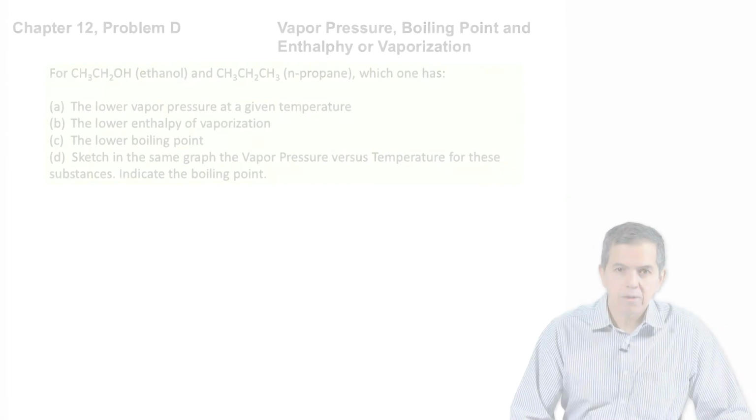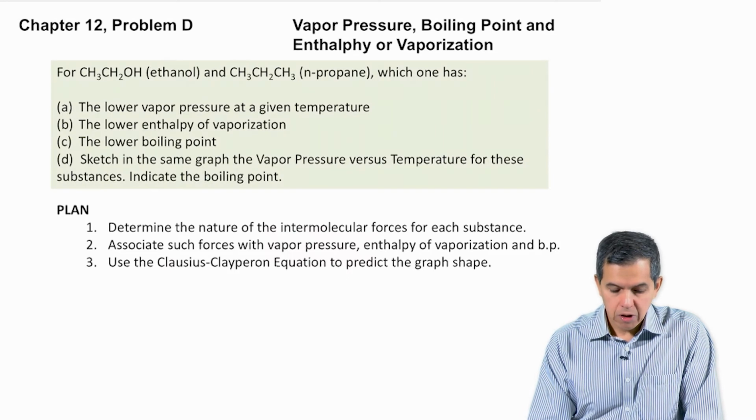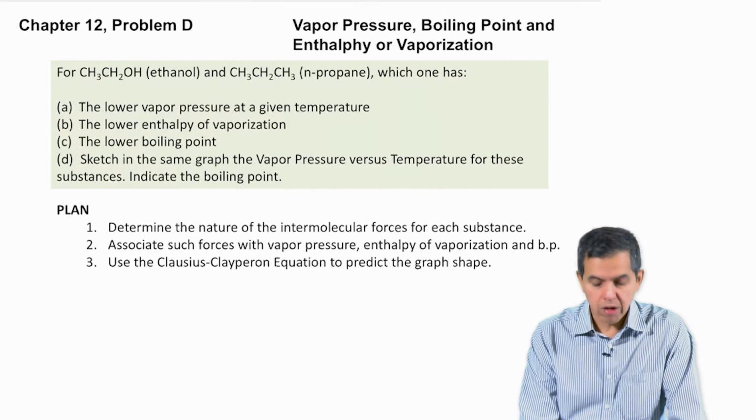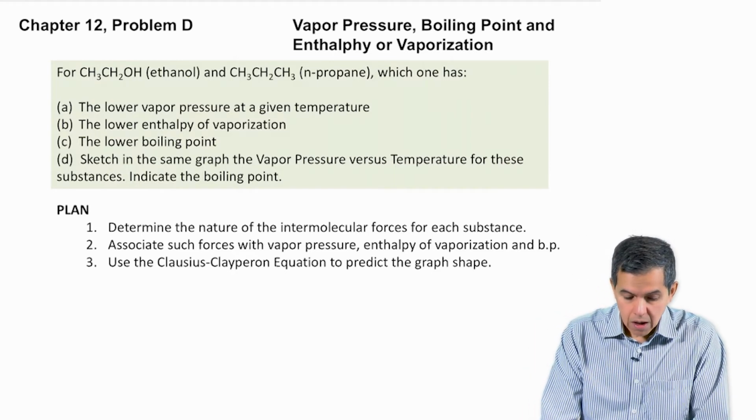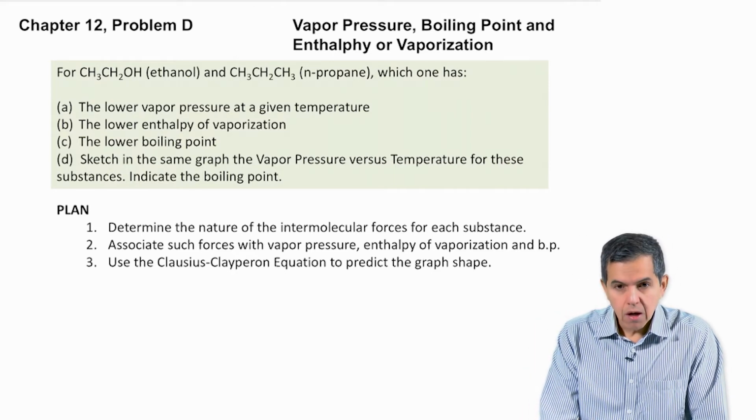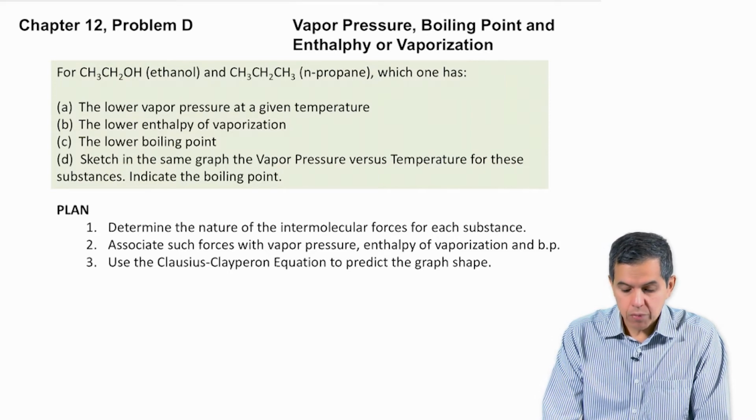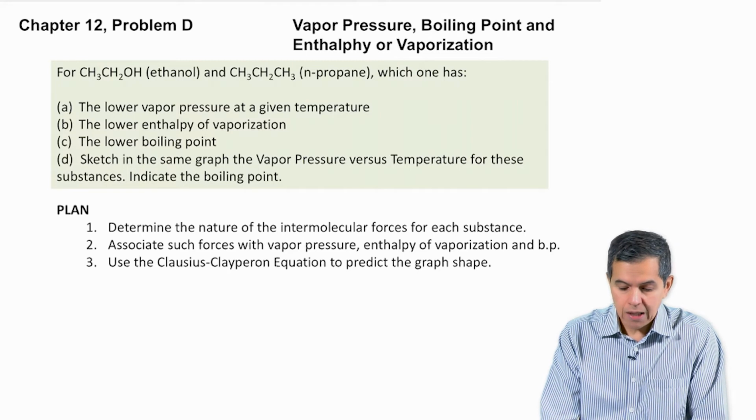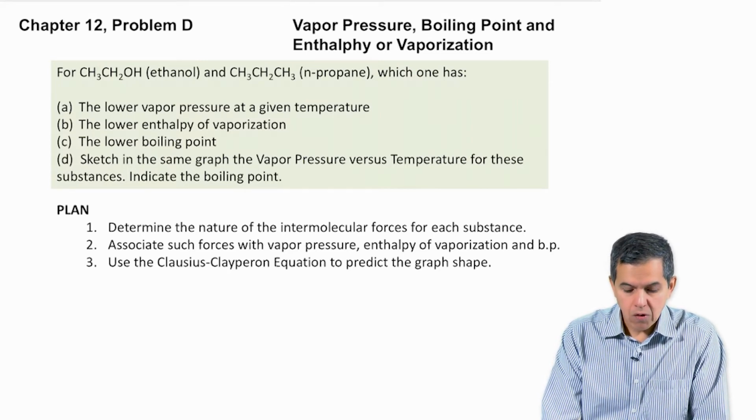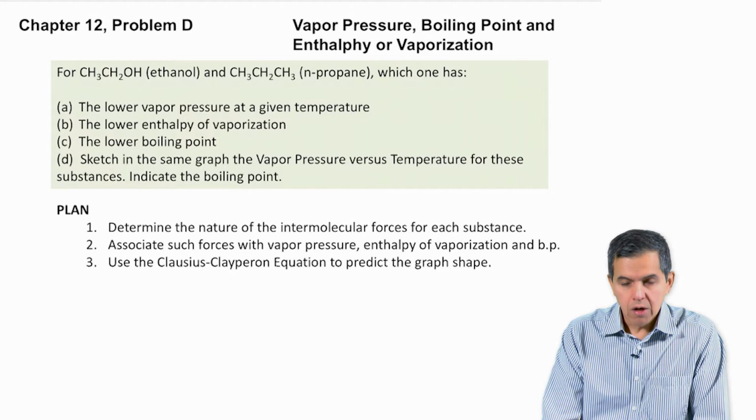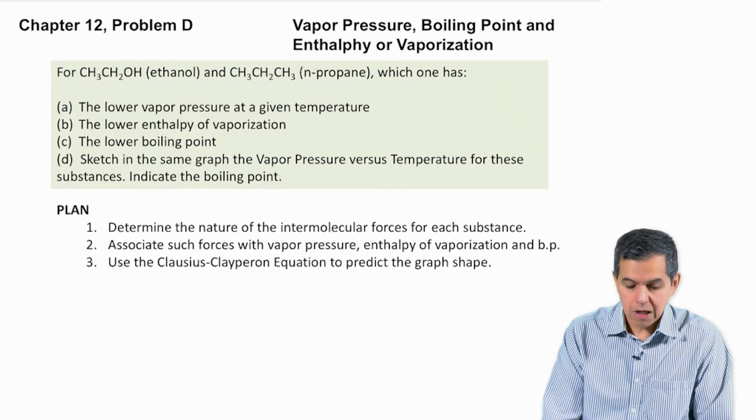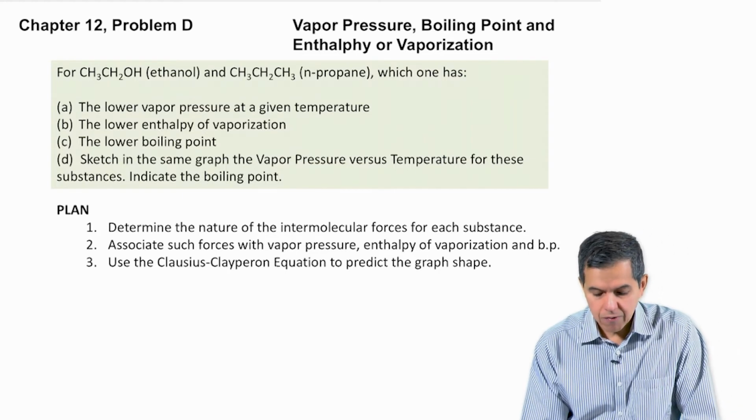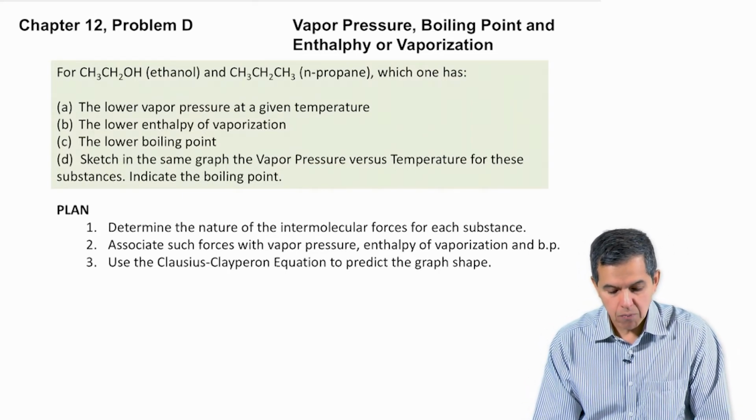So take a few minutes to figure out a plan, solve the problem, draw your sketch, and then compare your answer with my answer. So the way to solve this problem, we will start by considering the nature of the intermolecular forces for each of the two substances that we have here. We will associate such forces with vapor pressure, the enthalpy of vaporization or heat of vaporization, and the boiling point. And then we use the Clausius-Clapeyron equation to predict the graph that we are asked to do. So let's begin then by looking at the intermolecular forces of ethanol and N-propane.